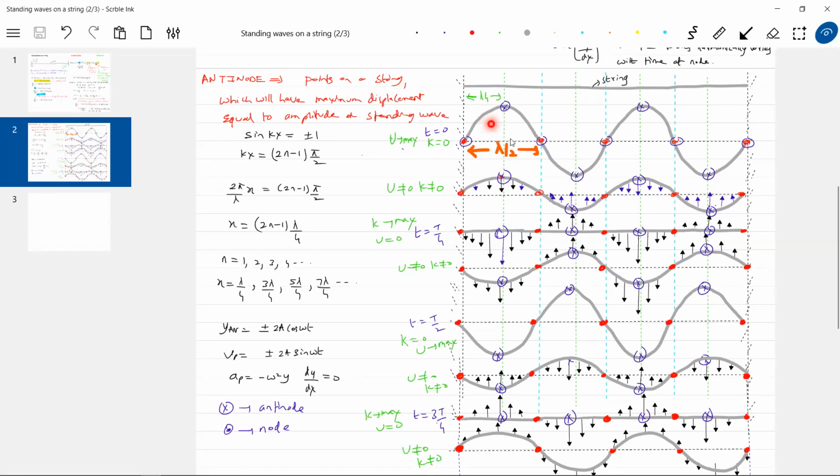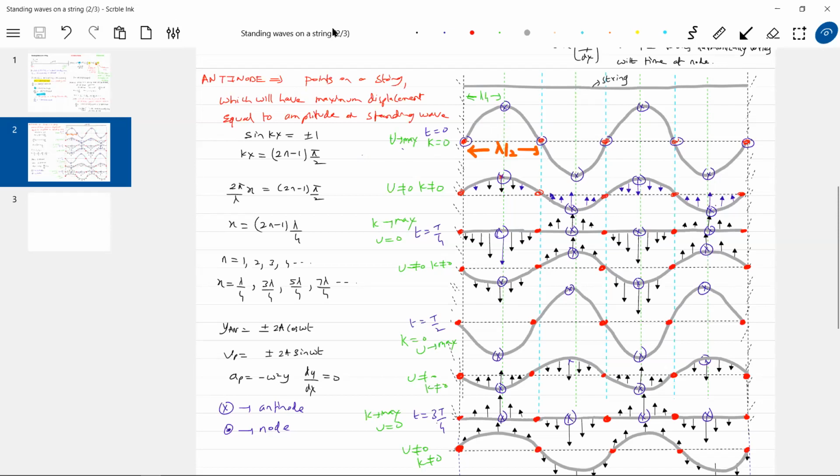I think we have to categorize the string into three parts: node, antinode, and the points other than node and antinode. Antinode will possess only kinetic energy. Node will possess only potential energy. What about other points? They will have both potential as well as kinetic. Got the idea? This is the energy aspect that I'm explaining here. Okay, let's summarize all these points. Any doubts you have, you can ask.